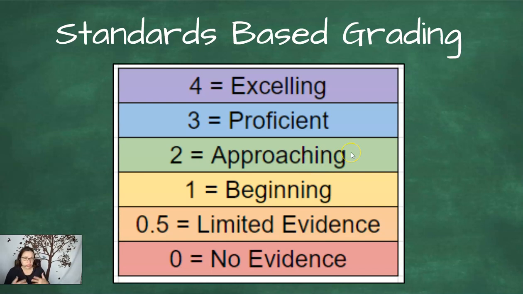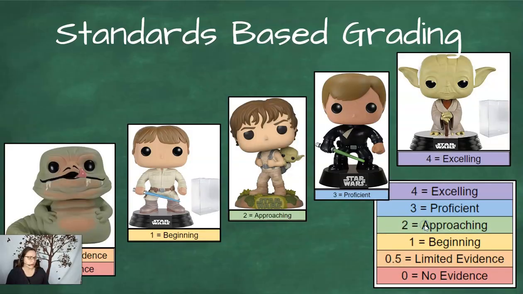And then we've got 2, which is approaching. They're kind of getting it. Sometimes they can do it, sometimes not. So they're approaching mastery. 3 is proficient. They have mastered that standard. And then 4 is excelling. And I've got a little image here to help you understand those.